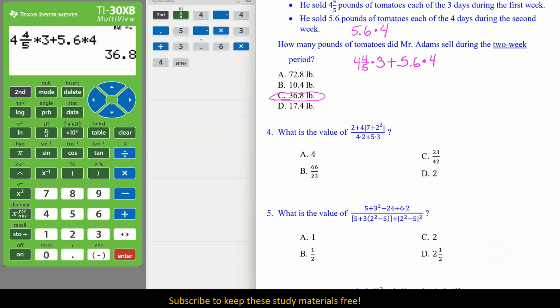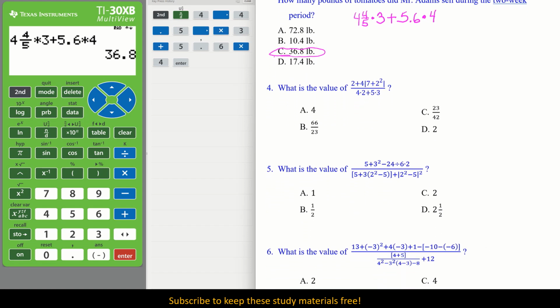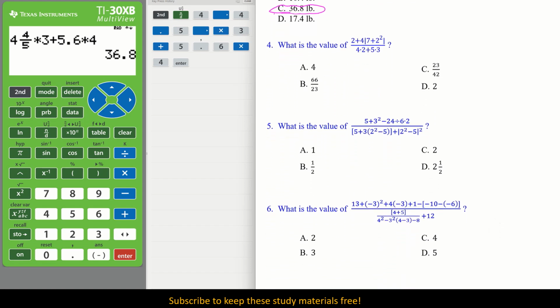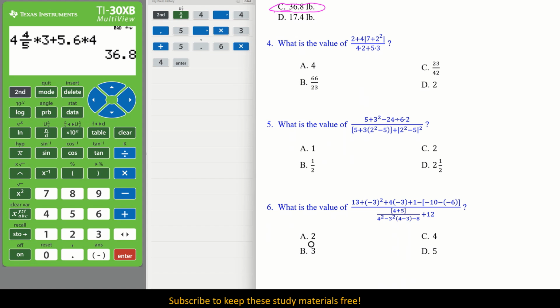Okay, now let's look at the next one. Let's see, it looks like we have some more. Good. All right, now the next one. Well, this is a different situation. It says, what is the value of this fraction? Well, it's a whole expression. Now, it has absolute value. Now, note that those are just straight up and down bars.